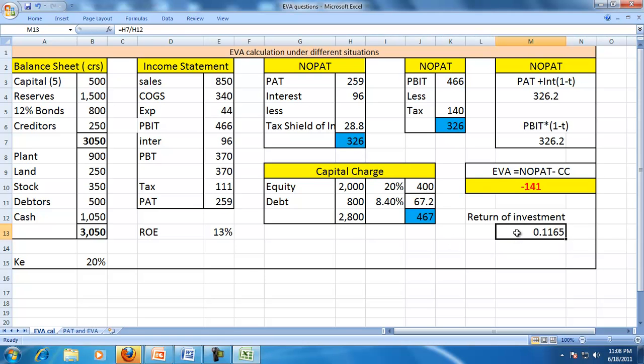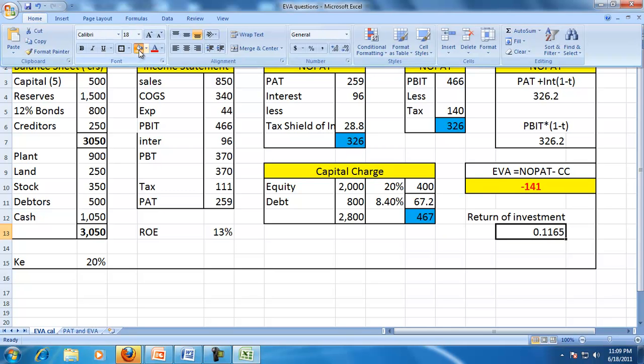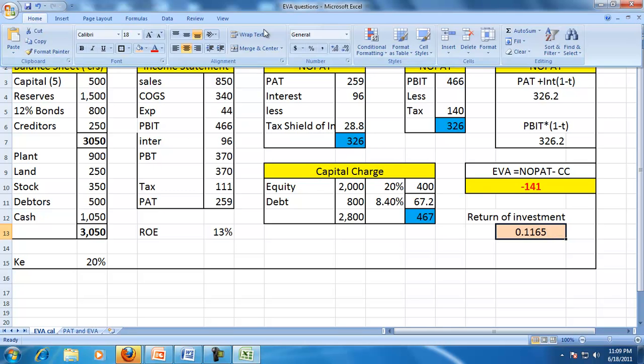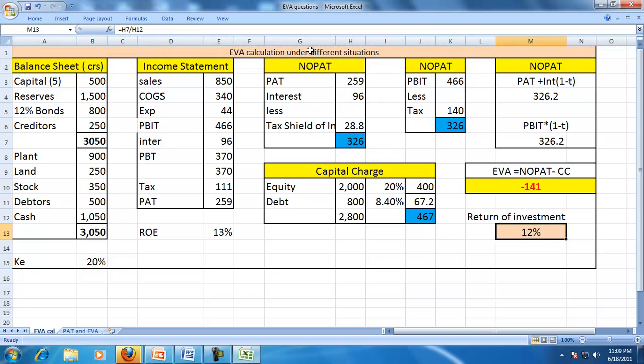you can see that 11.6% is the return the company is earning. However, the cost of using that money is much higher. Therefore, the company is making a negative EVA. So EVA, to recap, is NOPAT minus the capital charge, and NOPAT is calculated from PAT or PBIT.